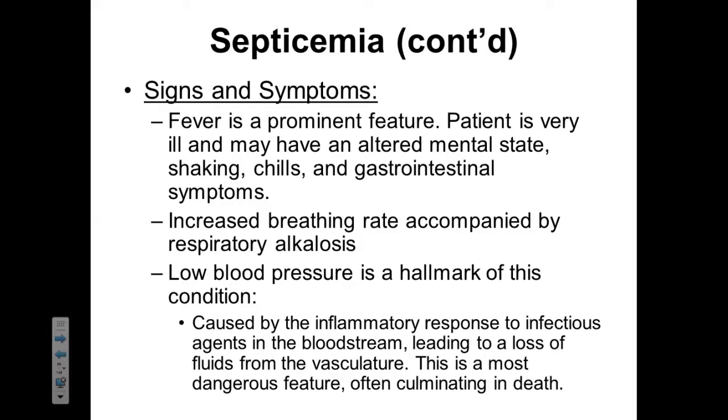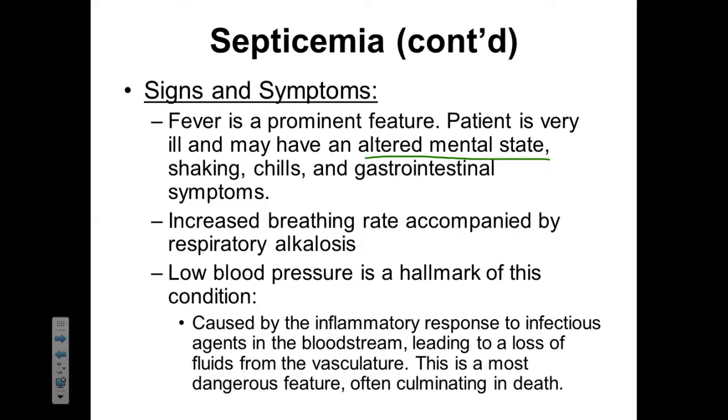The patient, generally speaking, is going to be really ill if they have bacteria rapidly multiplying in their bloodstream and spreading to all the systems of their body. This high fever and illness can also result in confusion or delirium, gastrointestinal symptoms, shakes, chills, and a wide variety of unpleasant symptoms in the patient. A lot of times the patient is going to have an increased respiratory rate. This increased respiratory rate is going to cause respiratory alkalosis as the concentration of carbon dioxide in their blood is abnormally lowered. And we'll also have low blood pressure.